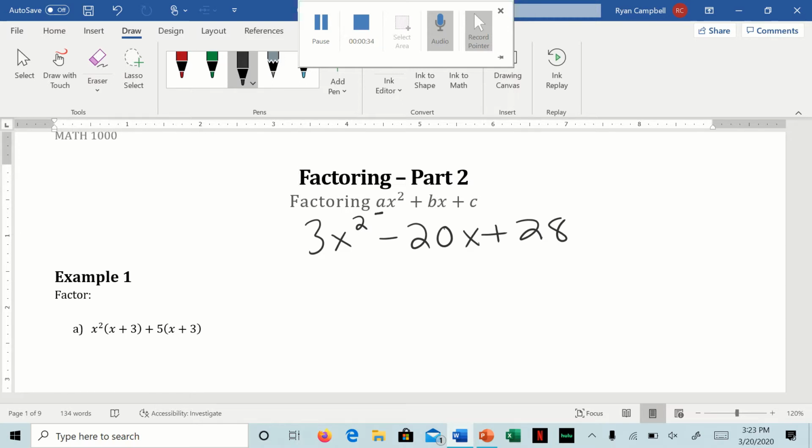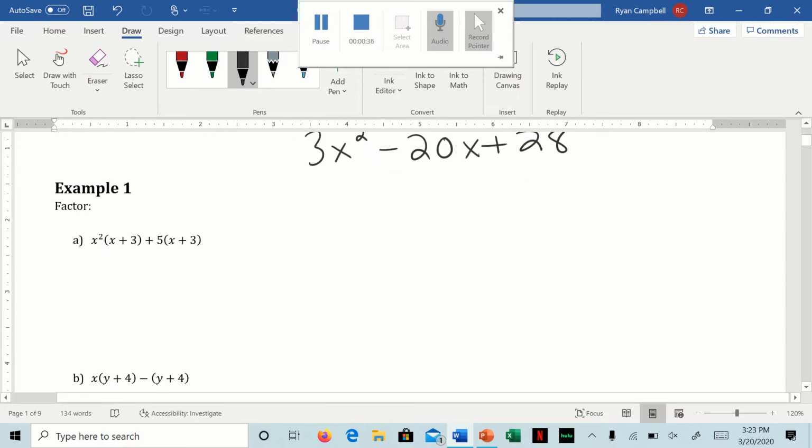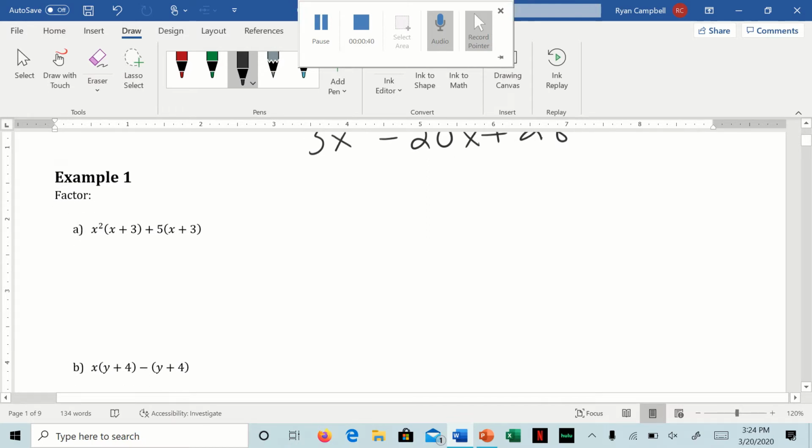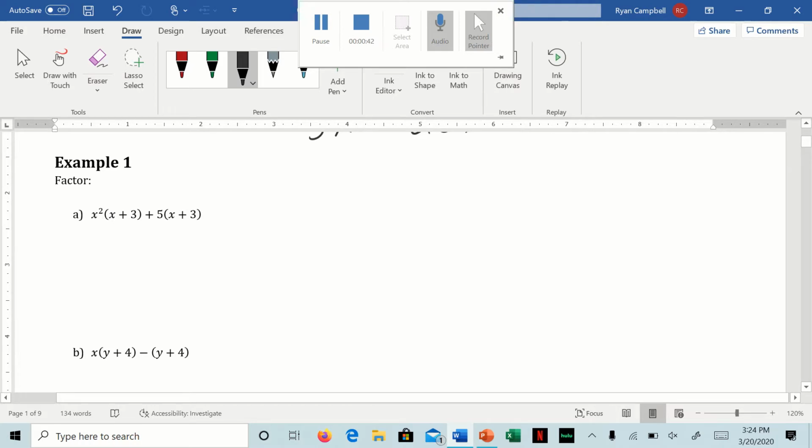But before we do that, we got to talk about some things before that, like I said. All right. So how can we factor this example? So we got x squared times x plus 3 plus 5 times x plus 3. So this time, instead of thinking about each of these terms individually, we can think of them as a total, right? So this is one term, and this is one term.